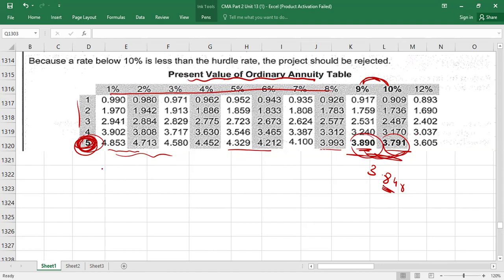Is it clear? So this is what we have discussed, the concept of IRR. Next class, I'll try to bring practice questions of NPV and IRR, both we'll see, and we'll cover the remaining part. This chapter is really important, guys.